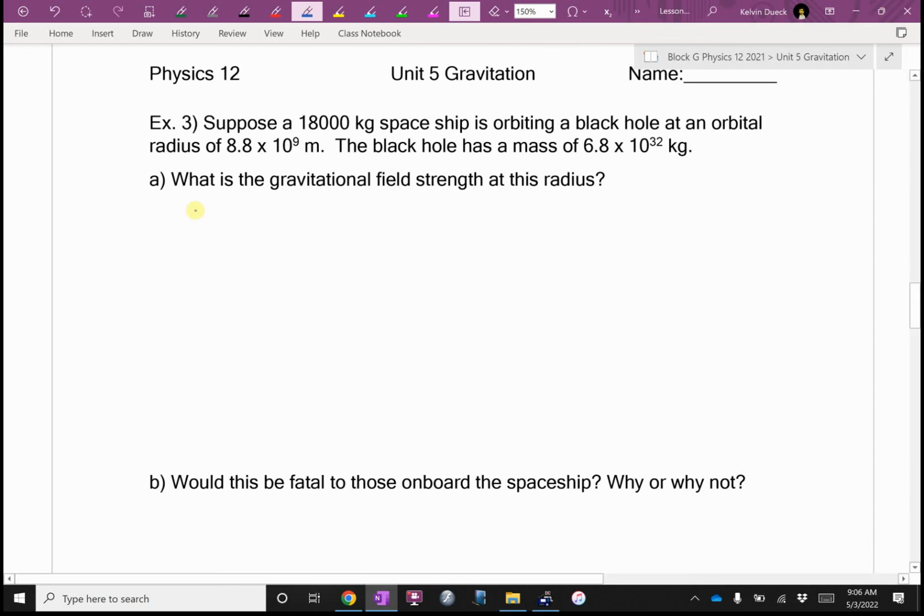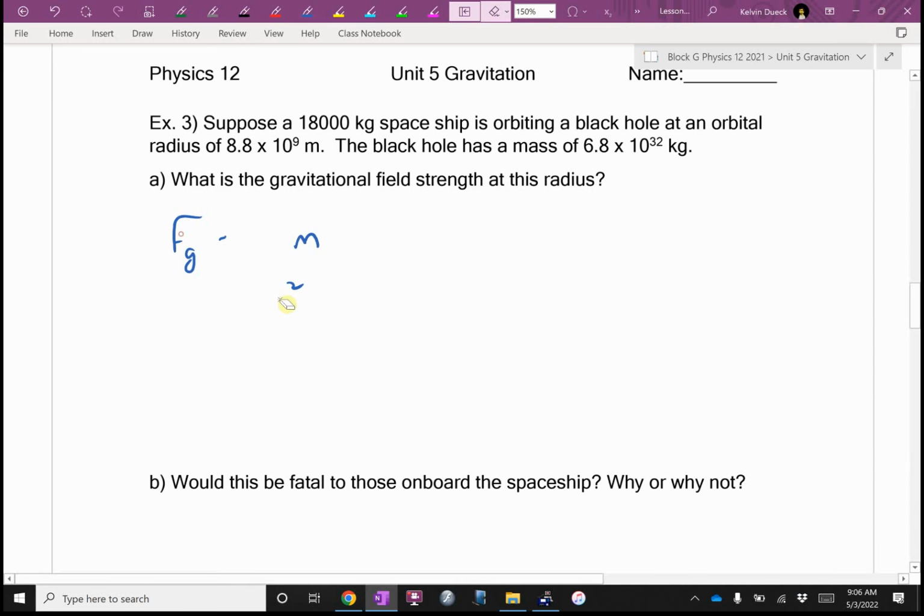Oh, that's easy. That's this, right? Field starts with an F. Big G, big M, little m over r squared. No, that's not. That's not gravitational field, but gravitational force. What's our symbol for gravitational field?